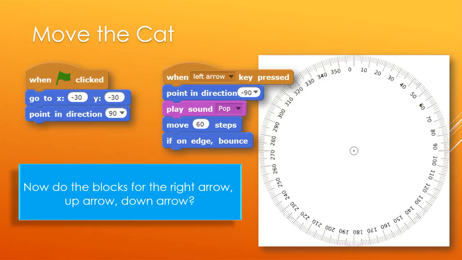Left key minus 90. That's your right arrow. So we're going to change that back to left arrow, and then you're going to duplicate it. Now if you go right arrow, you want to make sure that you are going right. And then you do the same for up and down.